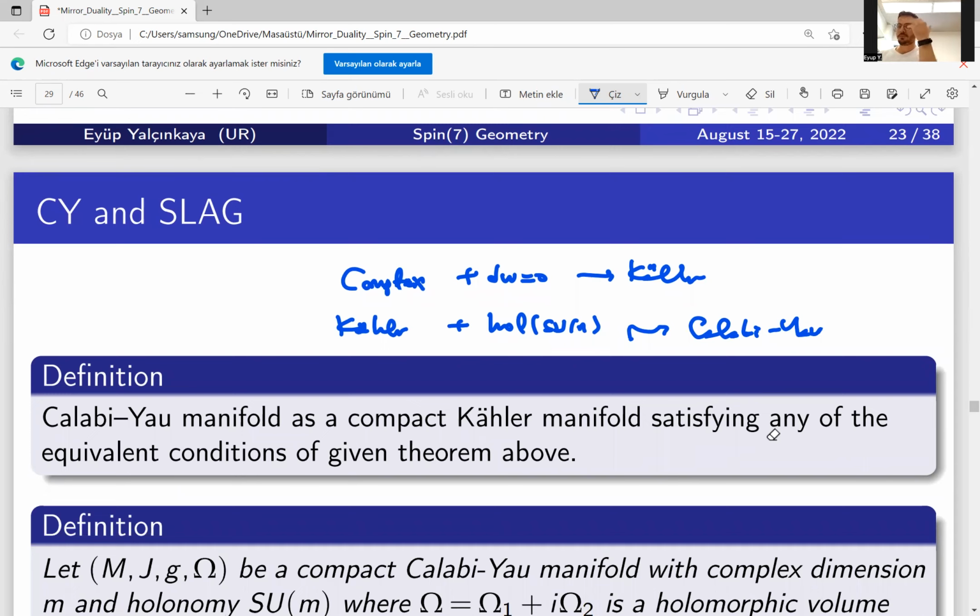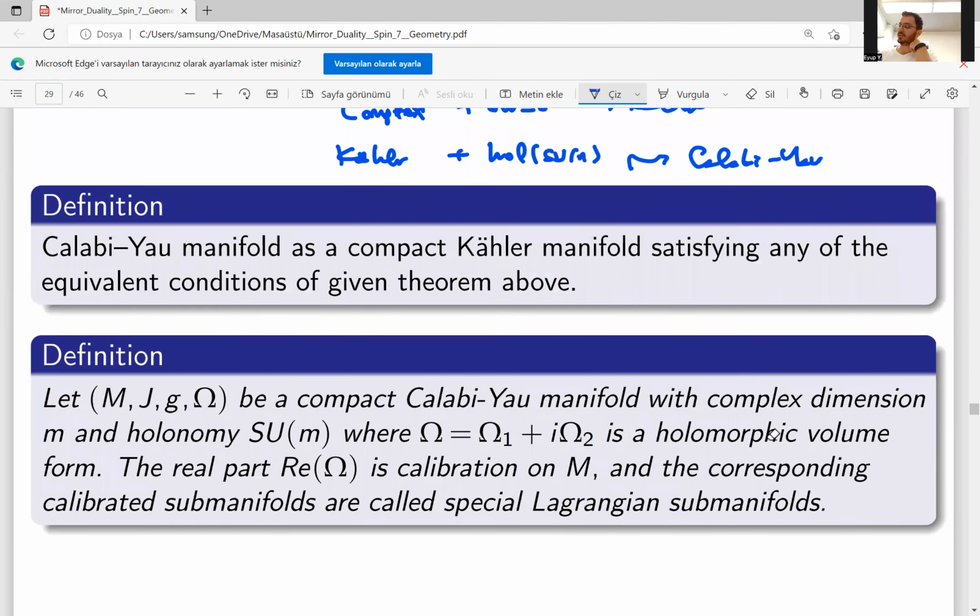Here, the special submanifold is induced from the calibration, induced from the holonomy. If you define the calibration on these spaces, the real part of omega, where omega is the holomorphic volume form, then these Calabi-Yau manifolds have special types of minimal submanifolds, induced from the calibration, and this calibration gives us the special Lagrangian submanifolds.